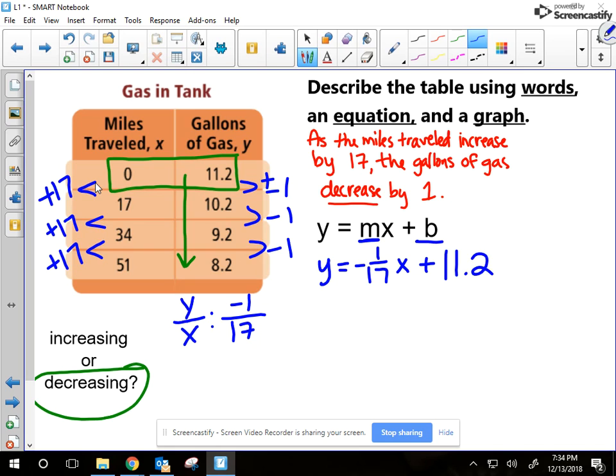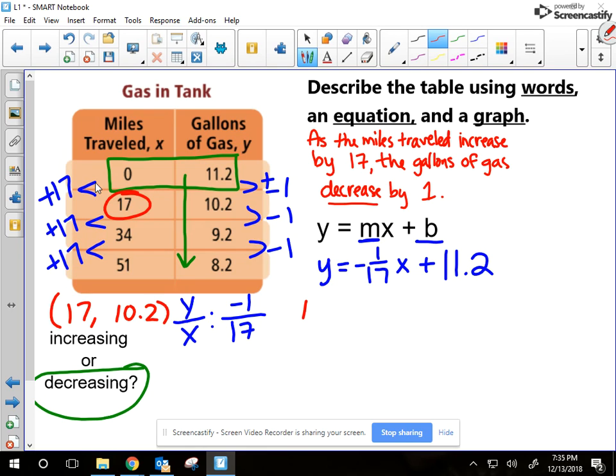That's our b value. So now let's plug in one of those ordered pairs to see if we did it correctly. We look at that negative 1/17, and a number to multiply that would work the best, the easiest, is going to be this 17, because 1/17 of 17 gives us a nice whole number. So let's use that ordered pair first. The ordered pair altogether is 17 and 10 2/10.